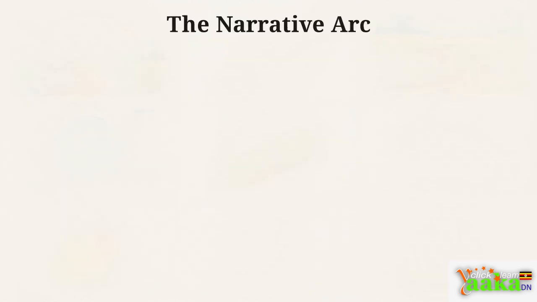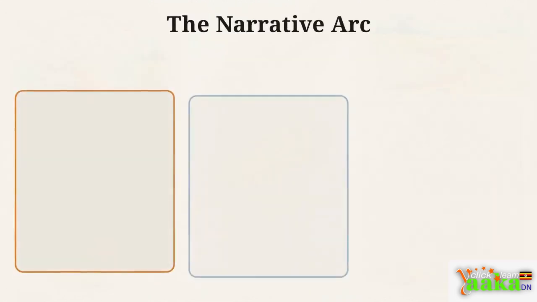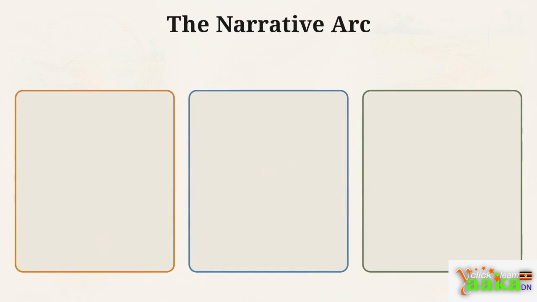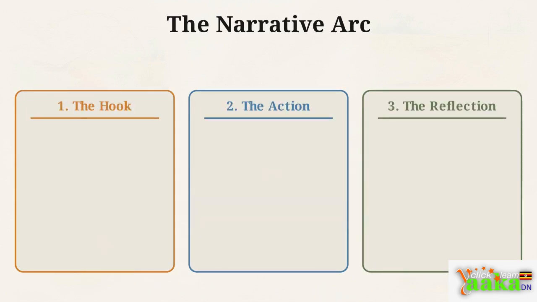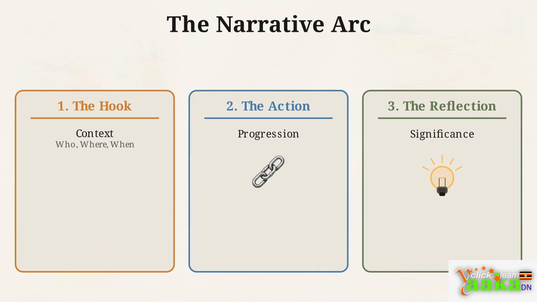To produce this consistently, we use the narrative arc, breaking a story into 3 nodes: the hook, the action, and the reflection. The hook establishes who, where, when. The action forms a chain of events. The reflection explains why the memory matters today.